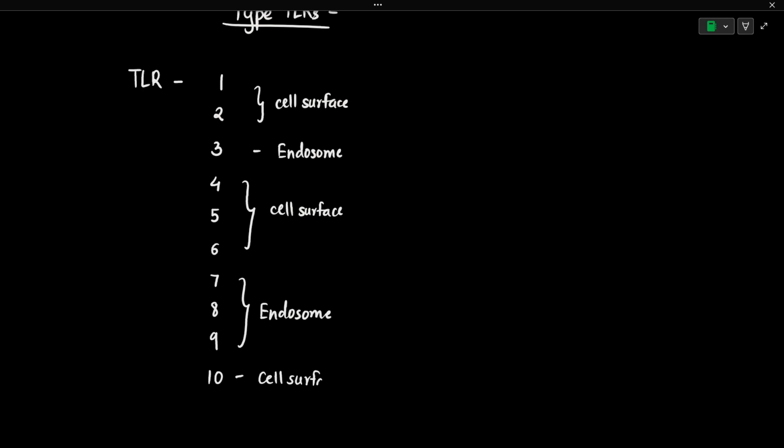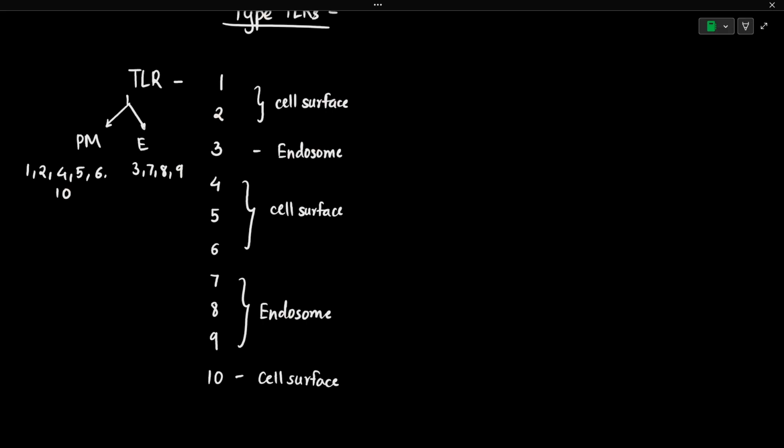Okay, so if you have to categorize the TLRs, the ones present on the cell surface are 1, 2, 4, 5, 6, whereas the ones present over the endosomes are 3, 7, 8, 9. Okay, and even 10 is present on the plasma membrane. So these are the different TLRs present over different locations. And those different TLRs again recognize different ligands. They recognize different microbial features.